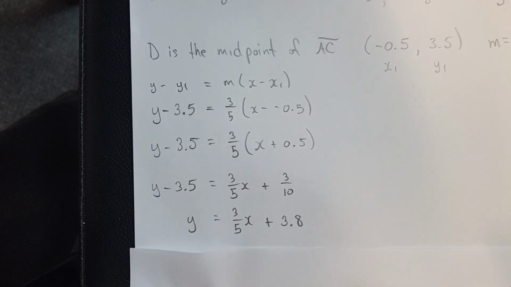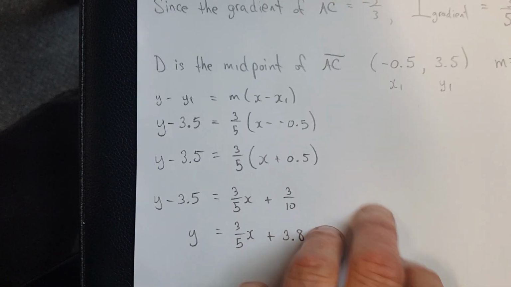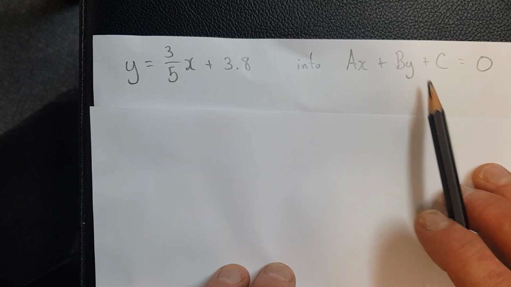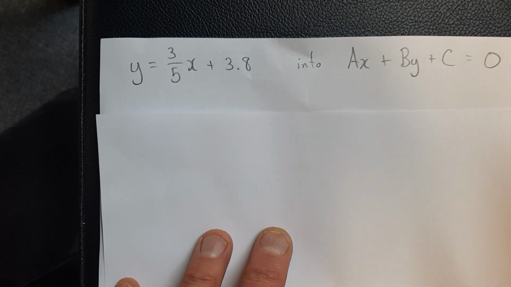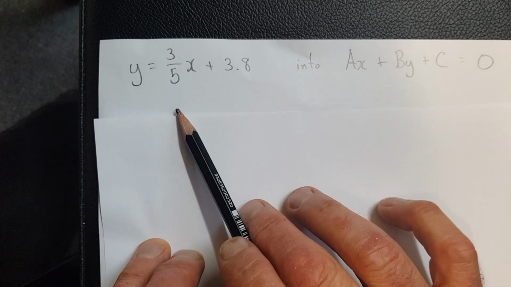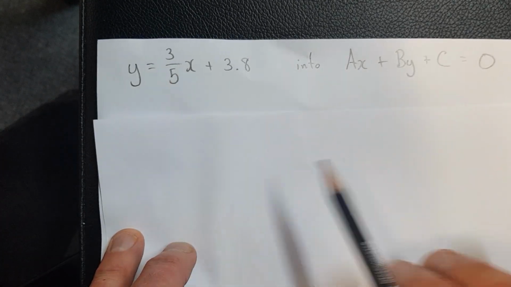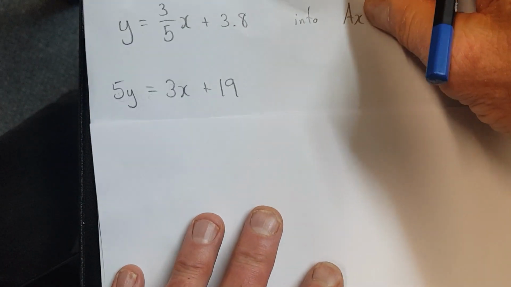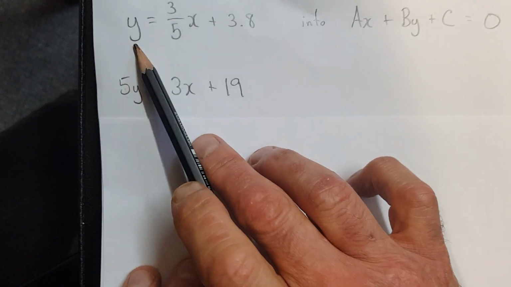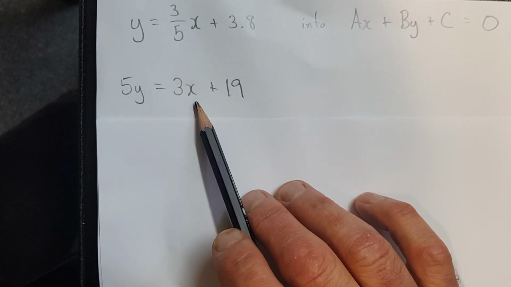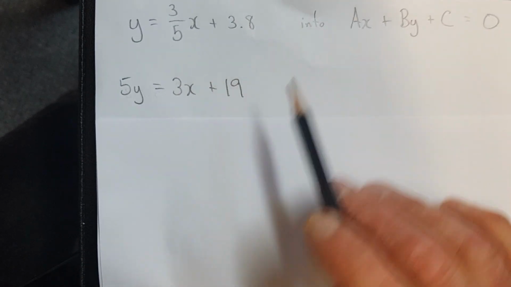Now, all you need to do is give this equation in one other form. That's going to be this form right here. You're going to change it into ax plus by plus c equals 0. This is the other required form. So a needs to be a whole number, not a fraction. 3/5 is a fraction. Since 5 is the denominator, you're going to times everything in there by 5. Timesing everything by 5 gets rid of the fractions. 5 times y, 5y. 3/5 times 5, 3x. And 3.8 times 5 is 19.